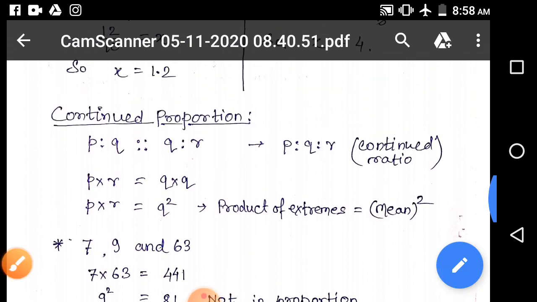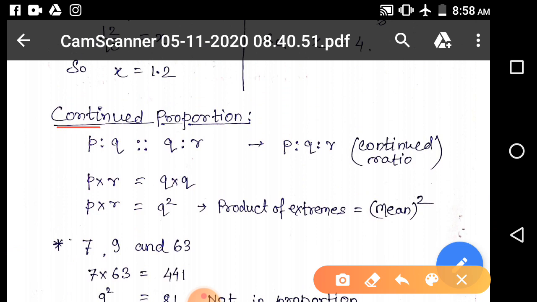See, this is continued proportion, and in the continued proportion, as you have already read about continued ratio, that is when two ratios are equal in such a way that the consequent, that is the second term of one ratio, is equal to the first term of the other ratio, that is the consequent of one is equal to the antecedent of the other, then that ratio is called continued ratio. Here P is to Q is to R. This is the ratio given.